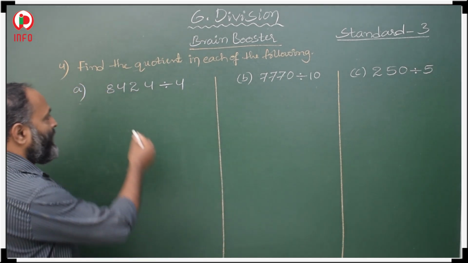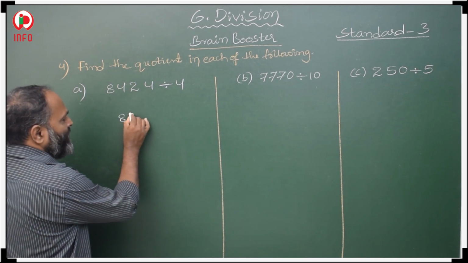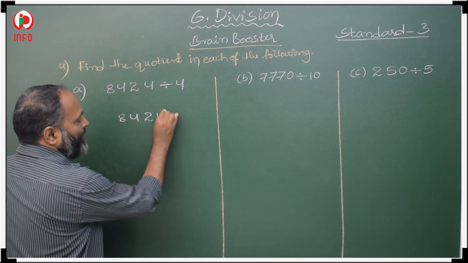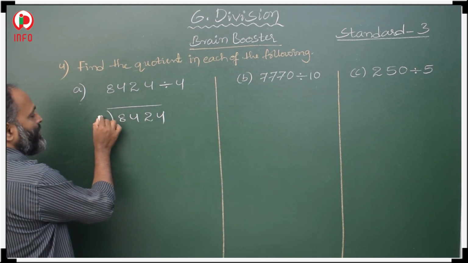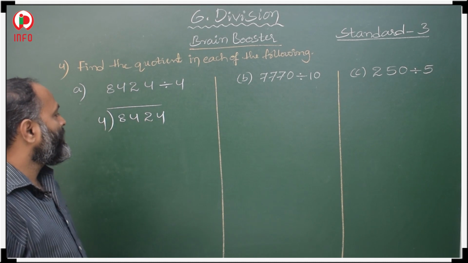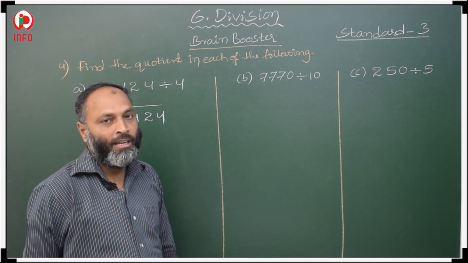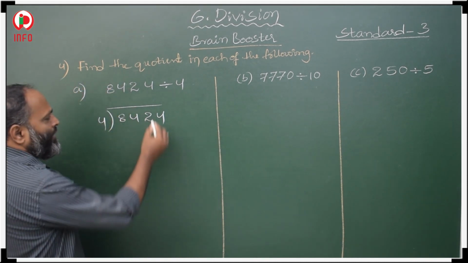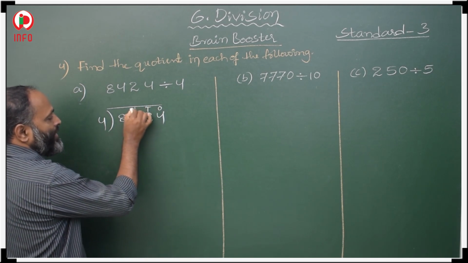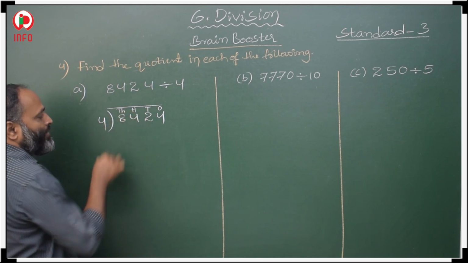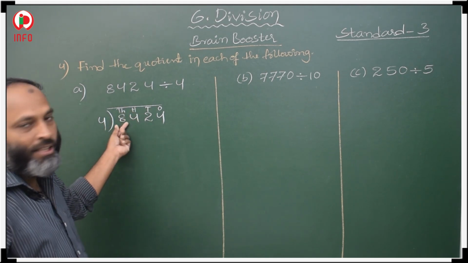So, we have to divide this dividend with the divisor. So, what is our divisor? Our divisor is 4. 8424 is divided by 4. Now, the first place is ones place, tens place, hundreds place and thousands place. First we have to divide thousands place.